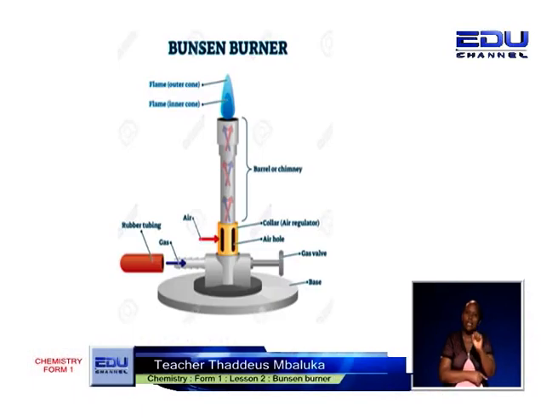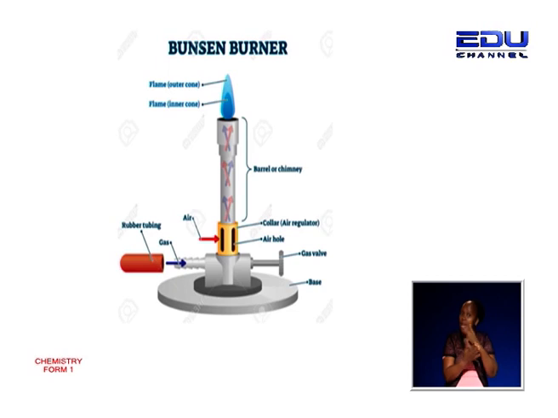As shown on the screen, the Bunsen burner is made up of 3 major parts. We have the base plate, as shown there. Then from there, we also have the chimney, or rather the barrel. That's the other major part. And also the other part is the collar. We have the base plate, we have the collar, and we have the chimney. Those are the major parts of the Bunsen burner. Among those parts, especially the collar, we also have what we call the air hole.